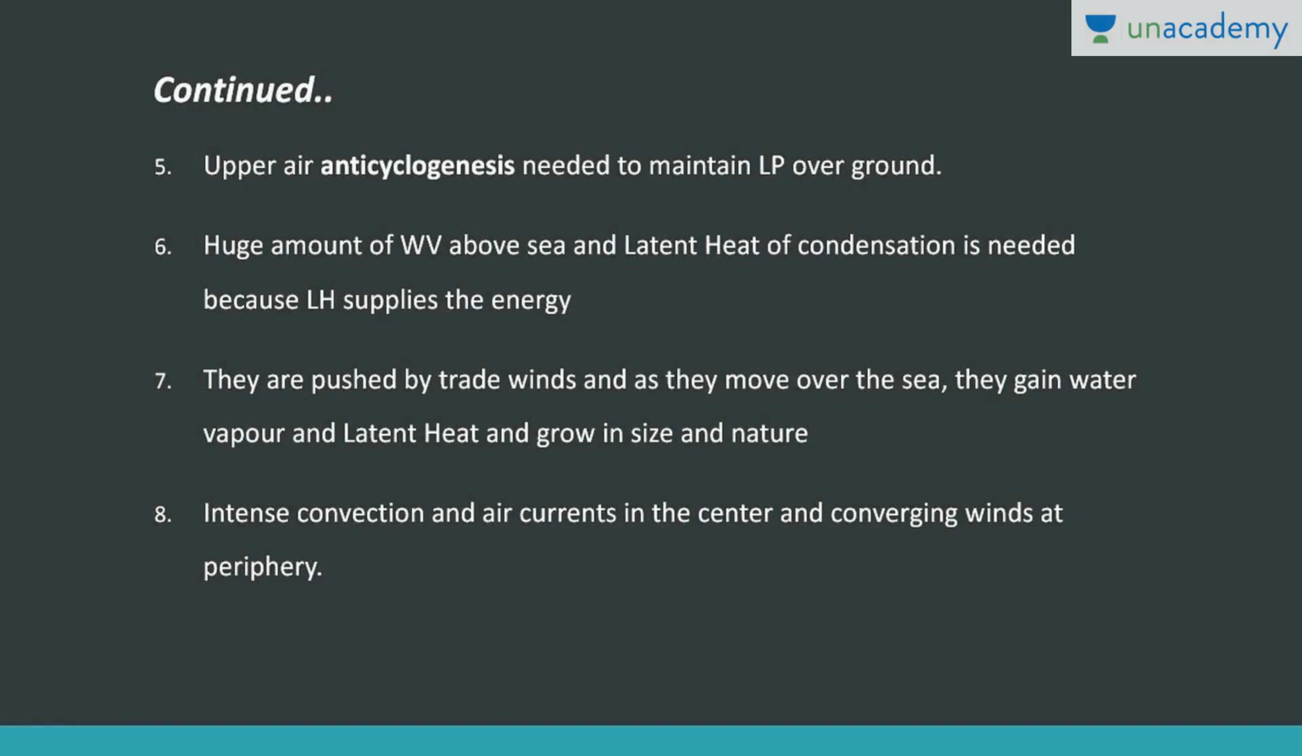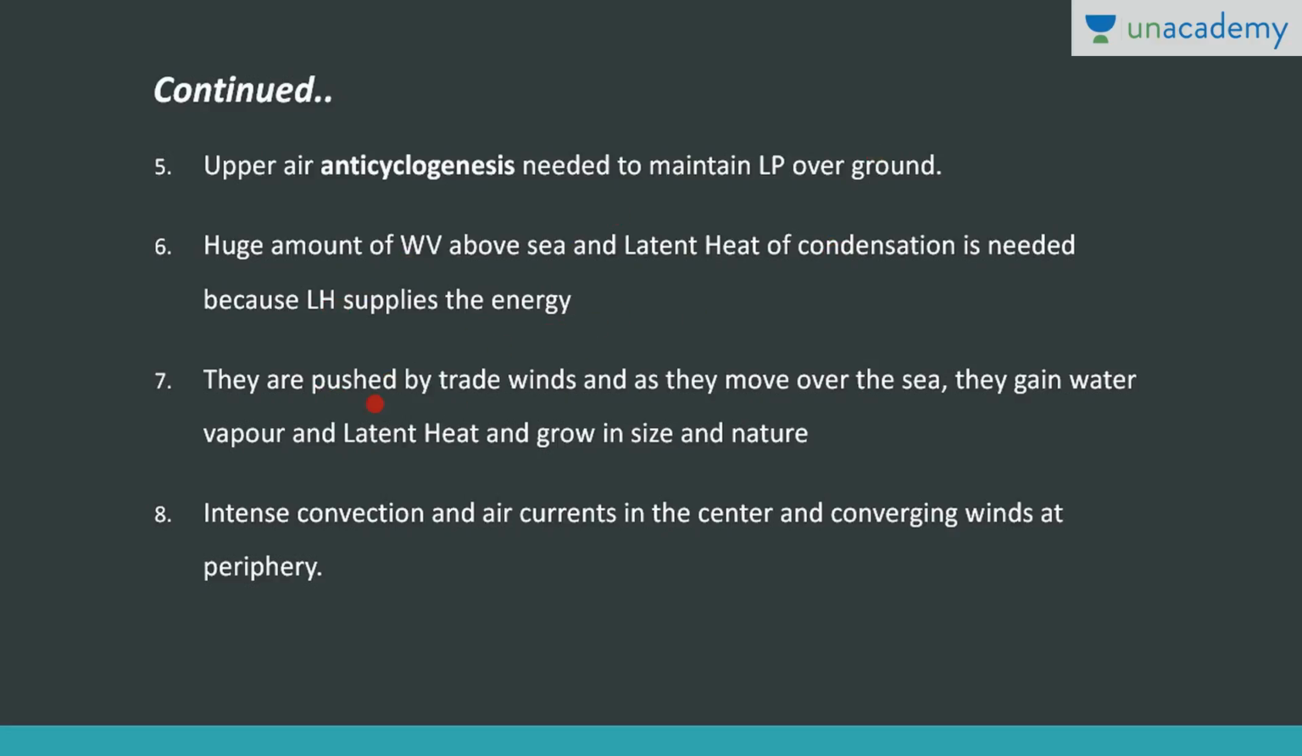The next condition required is upper air anti-cyclogenesis, which is needed to maintain low pressure over the ground. So when there is low pressure on the ground, there are upper air anti-cyclogenesis conditions. Then apart from this, there has to be a huge amount of water vapor above the sea plus latent heat of condensation, which is needed because it's the latent heat of condensation that supplies energy to the cyclone, right?